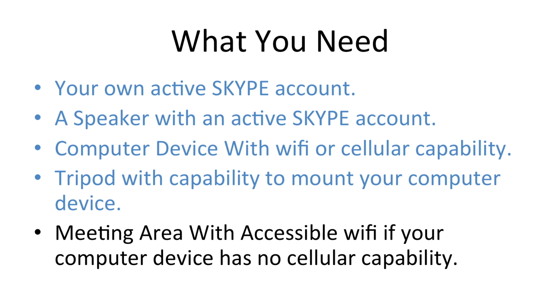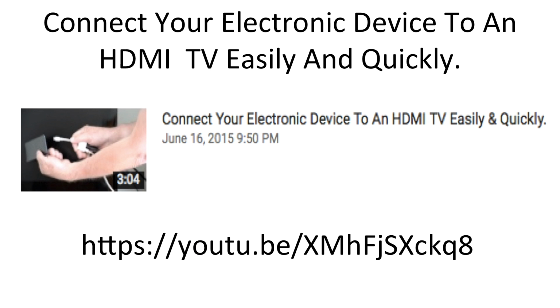You need a meeting area with accessible Wi-Fi if your computer device has no cellular capability. If you have a cell phone with cellular capability, you do not necessarily require Wi-Fi, but you'll be paying a big cell bill.